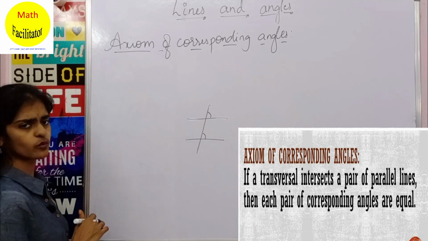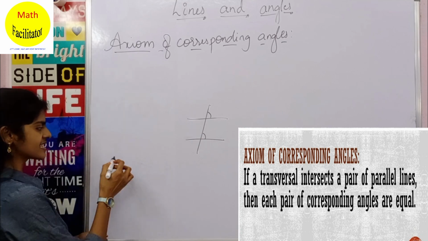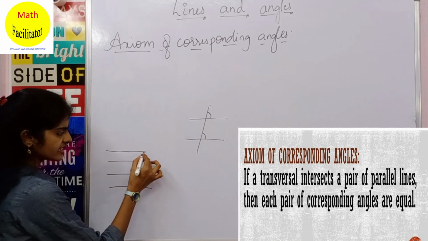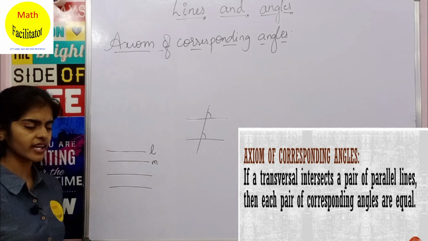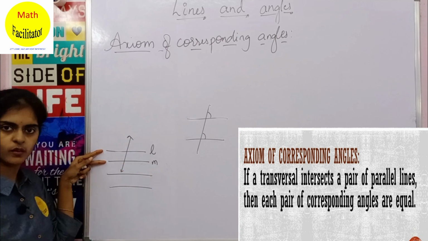How? Just do one activity. I hope you all have ruled paper at your home. Yes, so just take the ruled paper. It looks something like this. Consider these two lines as parallel lines. Let these be L and M, the two parallel lines, and draw a transversal with a pencil.